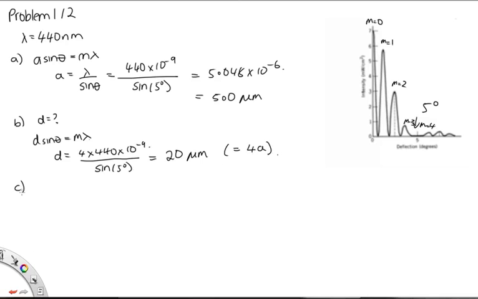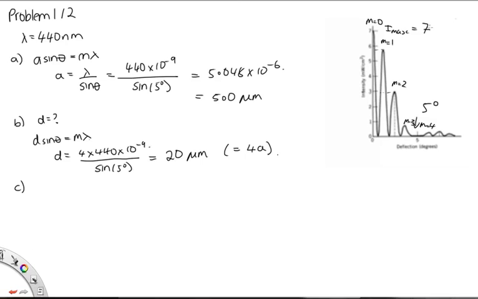Okay, now part C says verify the displayed intensities of the m equals 1 and m equals 2 interference fringes. So we need to verify this intensity here and this intensity here. The maximum intensity, the graph says, is equal to 7. We need to use the formula for when we have a diffraction pattern and an interference pattern.